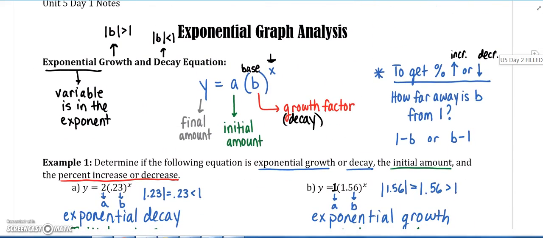All right, your notes should look something like mine. Everything I wrote down is very important, so you want to make sure it's written down in your notes too.